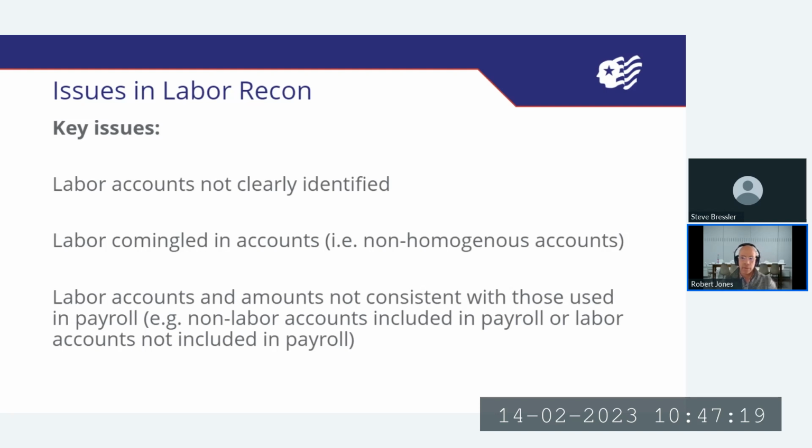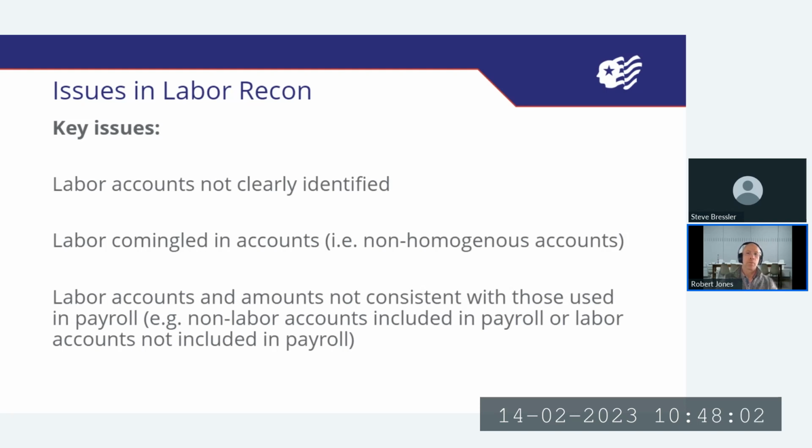The other is that we've seen that labor accounts and amounts are not consistent with those that are used in payroll. Sometimes this has to do with non-labor expenses that are required to be reported in payroll. So things like moving expenses, as an example, right? There are certain situations where those moving expenses are taxable to the employee. It's not that we're paying them for the moving expenses, right? We've paid them on their behalf, but we have to add that kind of information back to payroll so that they actually pay taxes on that amount. Some companies will actually give their employees a bonus to help offset the tax in that situation.